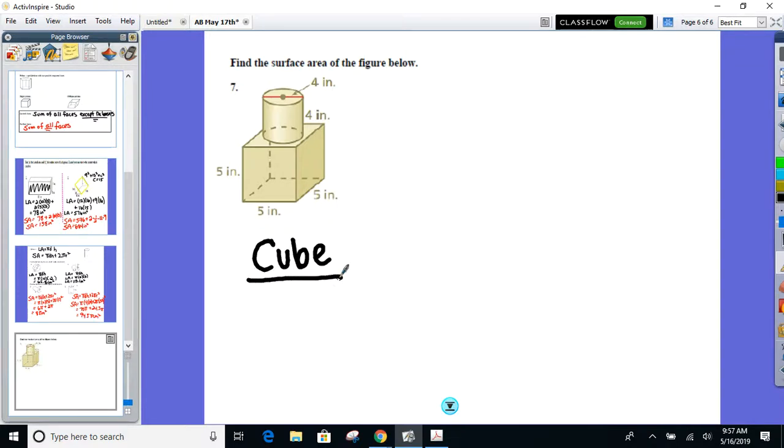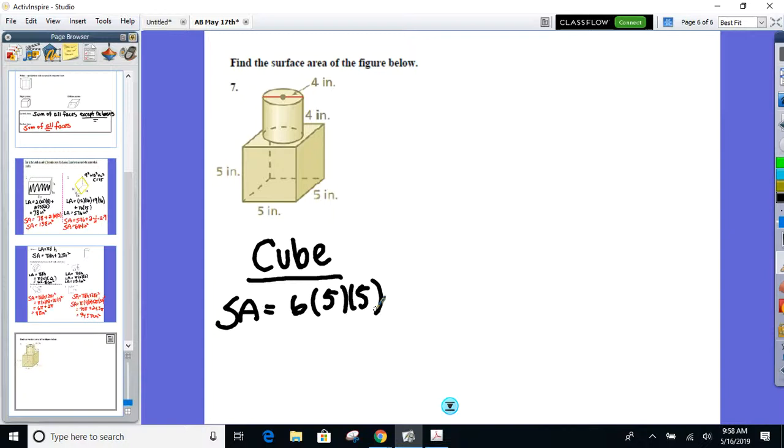How many faces on the cube? Total faces? Everyone, I got 6, right? So the surface area for the cube is going to be 6. All the dimensions are the same. What's one dimension of one face? 5 by? That's the entire cube right there. Everyone agrees? Stop. Everyone in agreement. That's the entire cube.